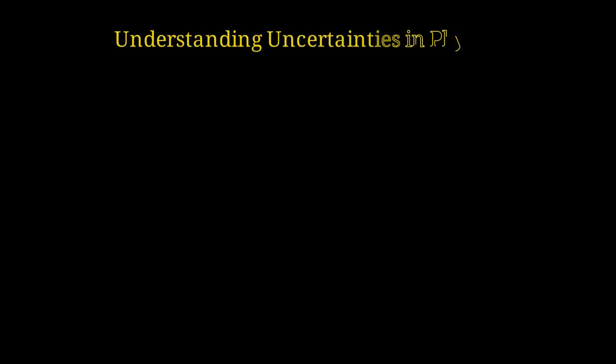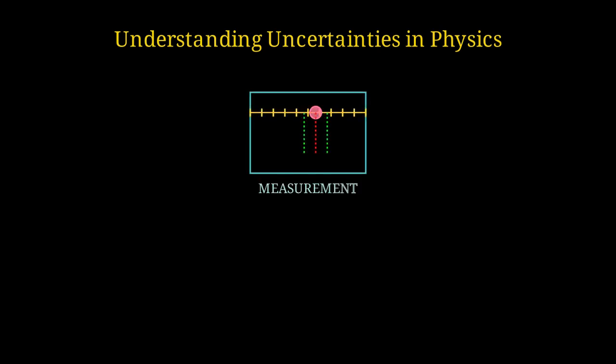Let's explore uncertainties in A-level physics and learn how to calculate and use them in experiments. Every measurement in physics has some uncertainty. This is the range within which the true value lies.